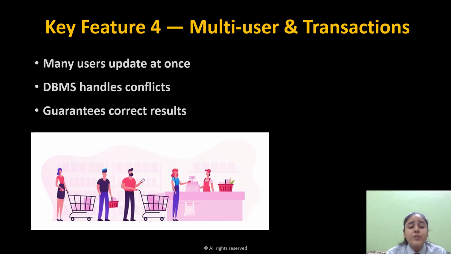The fourth feature of the database approach is multi-user and transactions. It allows different users to come together and work on the DBMS. For example, during railway registration, different users register on the railway site. The DBMS handles all the users. There is no conflict between the users, and the result is correct for everyone. So this is the fourth feature of the database approach.